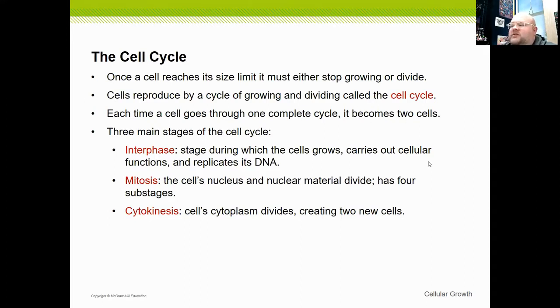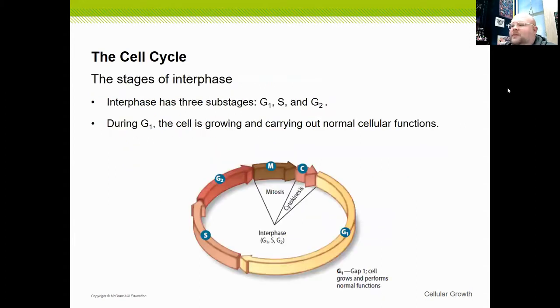Interphase is the stage where the cell grows, carries out most of its normal cellular functions, replicates its DNA. Mitosis is when the cell's nucleus and nuclear material divide. It has four little substages. And then cytokinesis is where the cytoplasm divides at the end of mitosis, giving us two brand new cells from the one cell. So let's look at that. Let's look at the cell cycle.